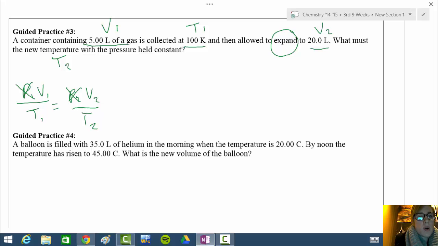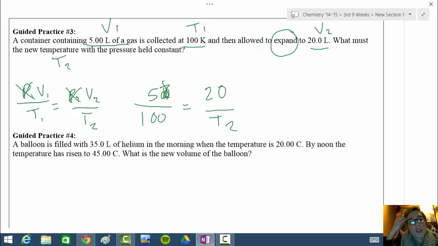So V1 is 5 liters. I'll just take off the liters, 5. T1 is 100. V2 is 20, and T2 is what we're looking for. And all you do is cross multiply and divide to solve for this one.